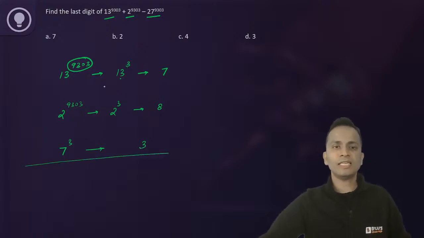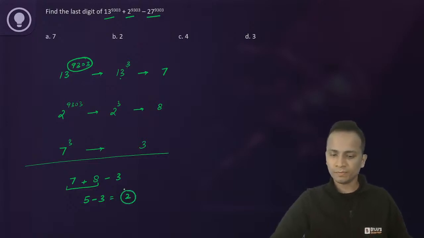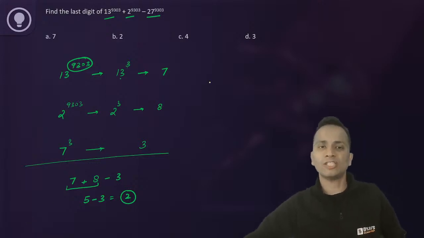Now for the entire number, I can write the unit digit as first unit digit plus 8 minus 3. So 7 and 8, the unit digit will come out to be 5. And then minus 3, the unit digit looks like 2. And yes, a lot of you have given 2 as the final answer. But there is a small catch here.